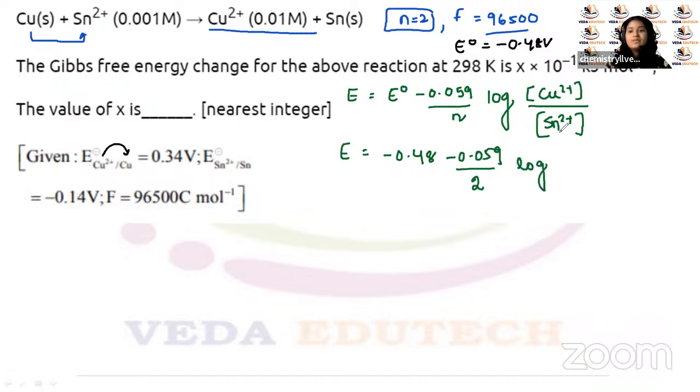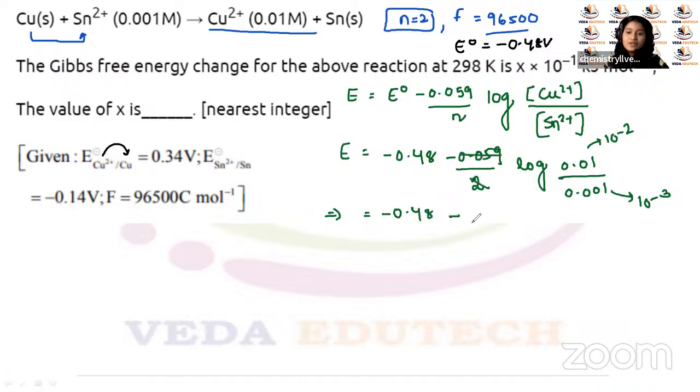This will be log how much? Copper 2 plus is given to you as 0.01 divided by Sn2 plus is 0.001. So this is 10 to the power minus 2. This is 10 to the power minus 3. Yes. So if you do this, you are going to get minus 0.48 minus, if I cancel this is going to be 0.0295. And when this goes up, children, this is 10 to the power minus 2 and 10 to the power plus 3. So you are going to get log 10, right? This much you are going to get, and log 10 is nothing but 1. Log 10 is 1. So you are going to get only this much.